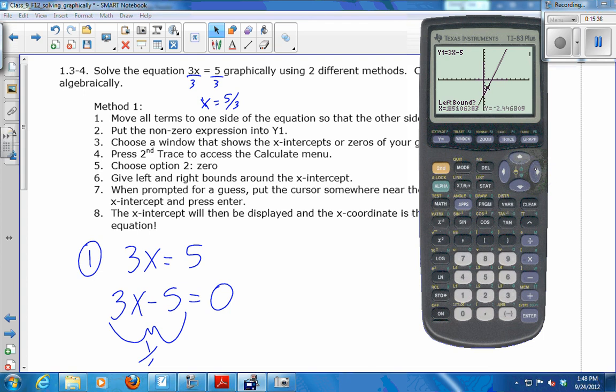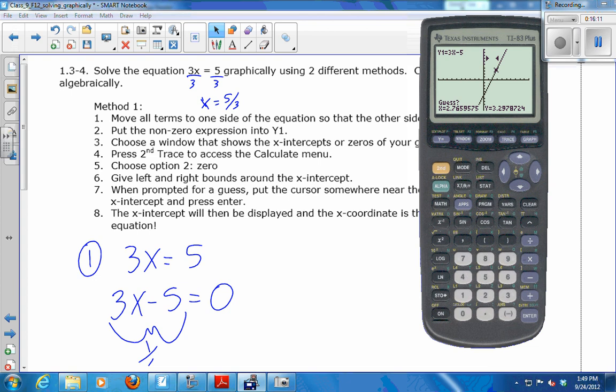Okay, so if I start by putting my cursor right on it, just press the left arrow key a couple of times and press enter. And then it says, now I need a right bound. So you put the cursor on the x-intercept, press the right arrow key a couple of times and press enter. And you see what you've done is the calculator has marked the 2 spots that you put down with these little arrows. So you're telling the calculator, I'm looking for an x-intercept between these 2 spots.